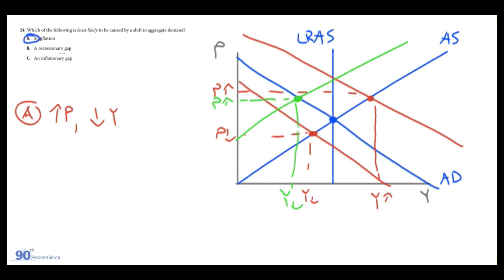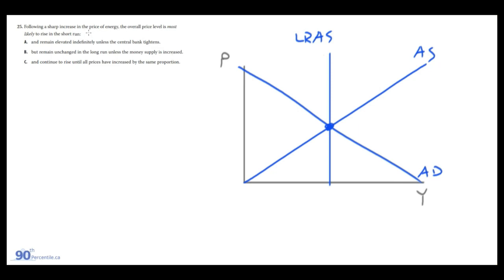And if we wanted to, work through B and C as well, a recessionary gap is lower prices at lower output, which was this point that we had right here. And an inflationary gap is higher prices at higher output, which is this point over here. So both of these are caused by shifts in aggregate demand. Stagflation, which is higher prices at lower output, needs to be caused by a shift or a decrease in aggregate supply.